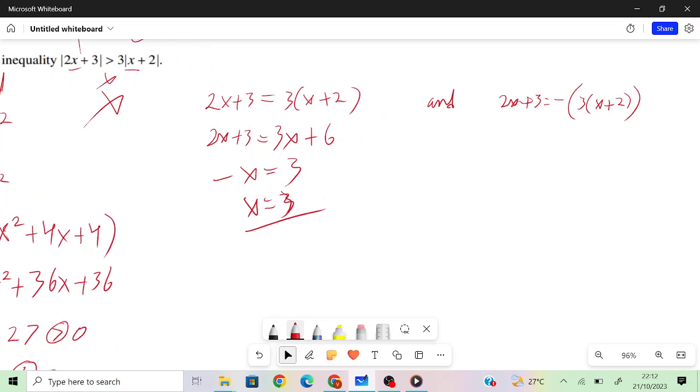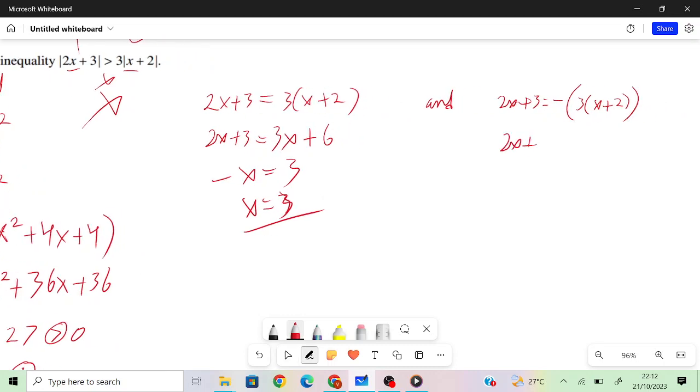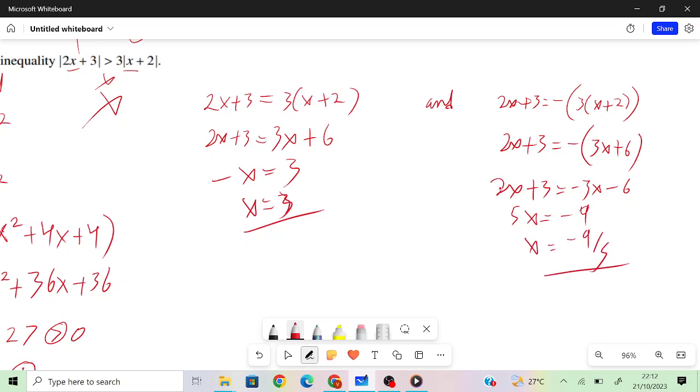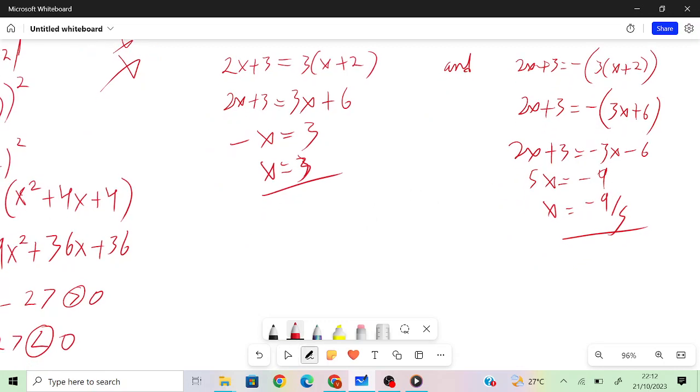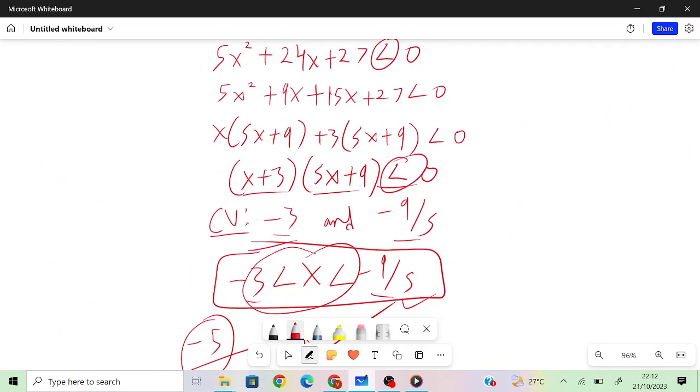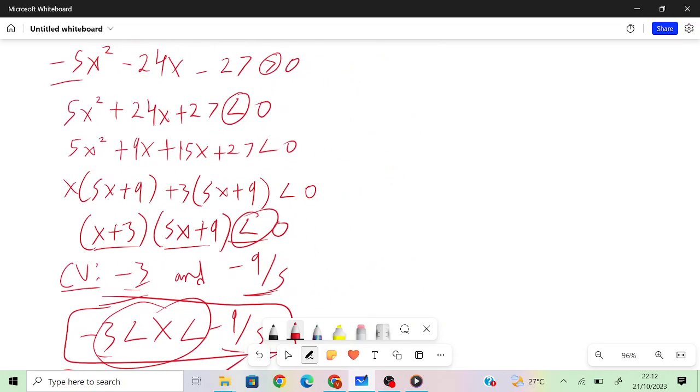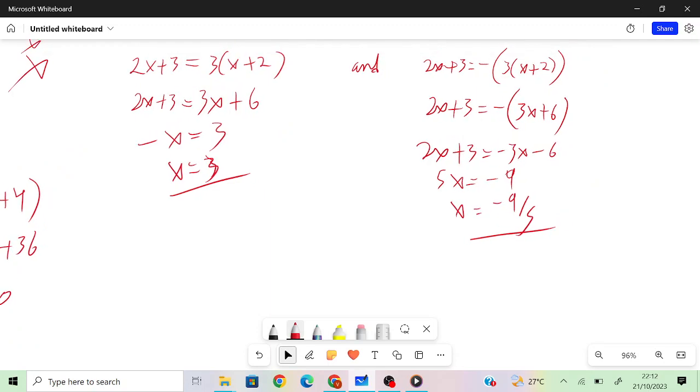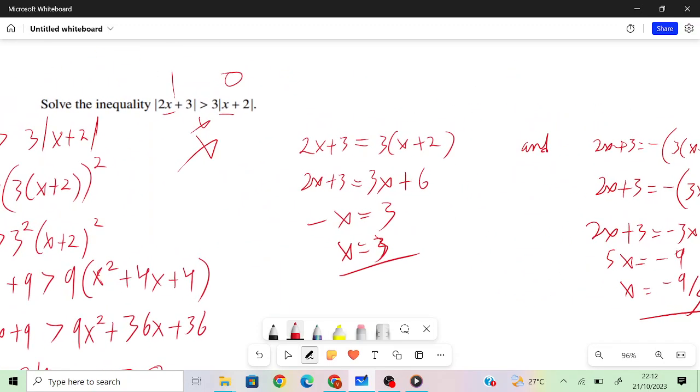And going the other way, we have 2x plus 3 equals minus of 3x plus 6. We have 2x plus 3 equals minus 3x minus 6. We have 5x equals minus 9, we have x is equal to minus 9 over 5. Now this is not the final answer, obviously. As you can see, the critical values 3 and minus 9 over 5 are the same as we had gotten from here. But in this scenario, for example, the question originally started with greater than.